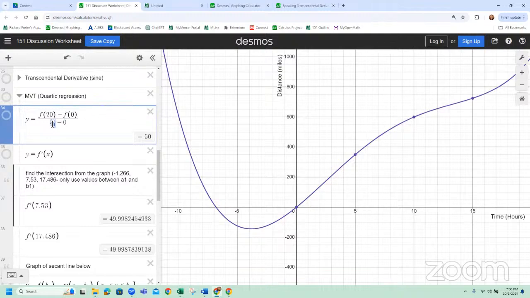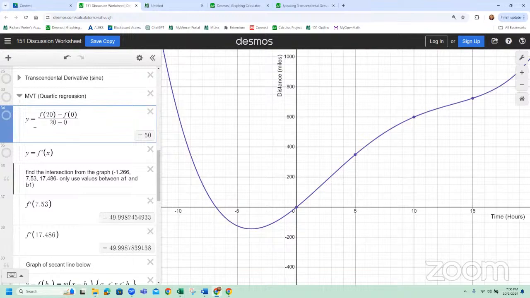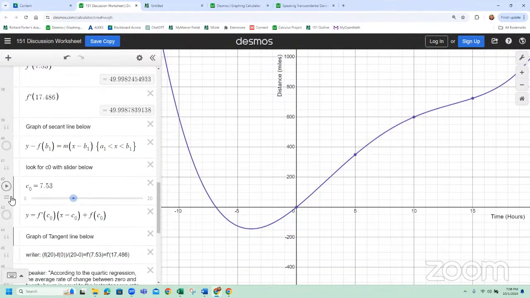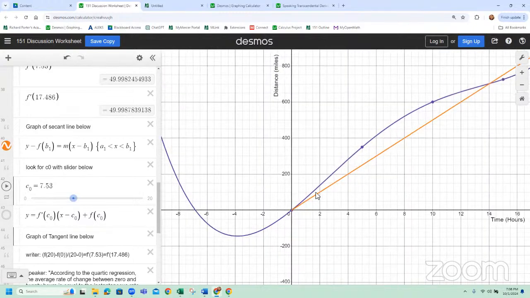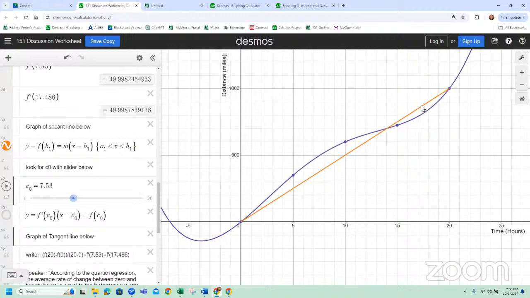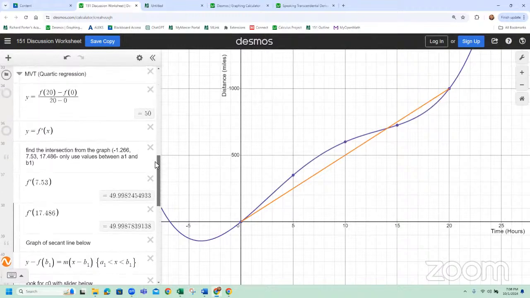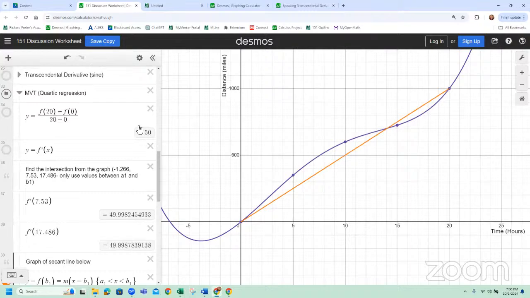And 20. Okay, so that's the average rate of change between 0 and 20 on this graph. And the average rate of change can be written if I click on line, that one, no, this one, there it is. See the orange line? That's the one between 0 and 20. That's the secant line. The slope of the secant line is 50 here. Okay, so that's the first thing I need, and I have it, it's 50.